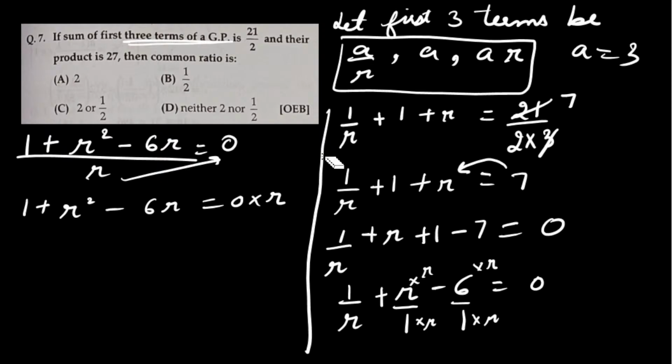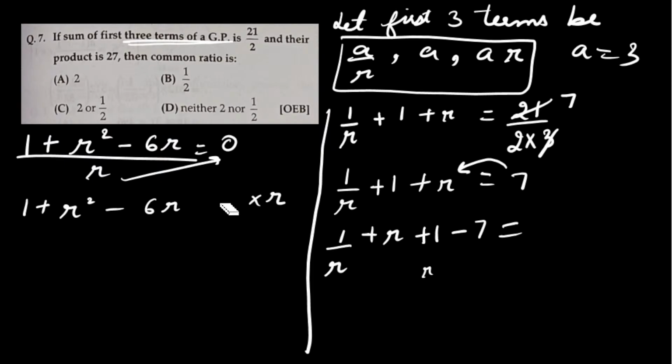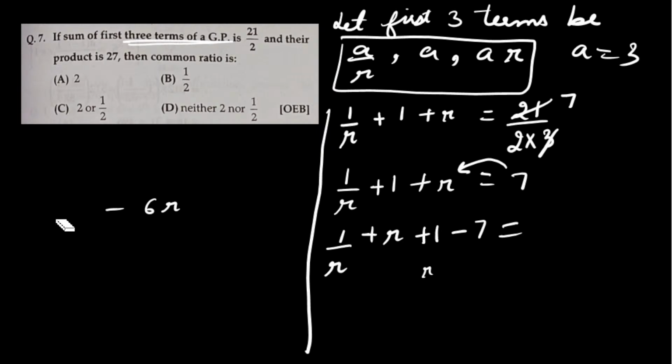Okay, I just missed one thing. 7 by 2. Okay, so many of you, here I have done one mistake. It was 7 by 2. I just wrote here 7. So here this is 7 by 2. So if this is 7 by 2, so here itself what we have to do? We have to take the LCM. So that means denominator we have to make same. So what will be the denominator? 2r we have to get.